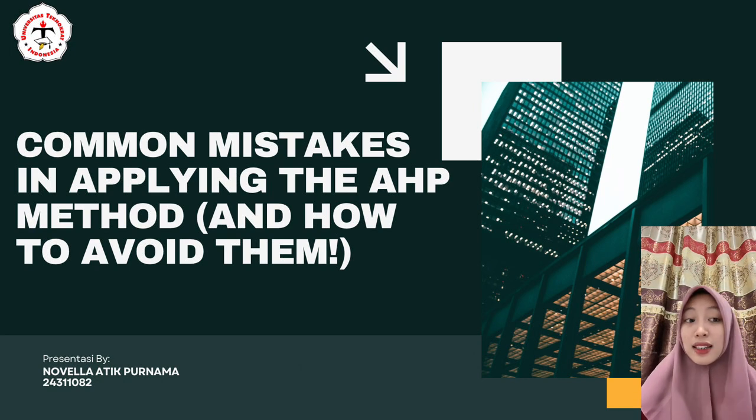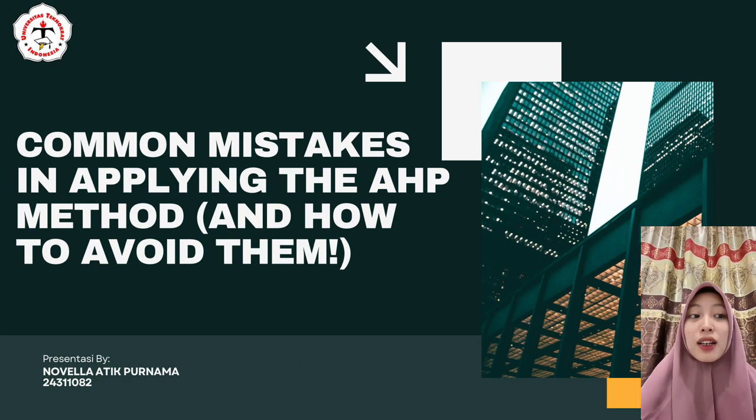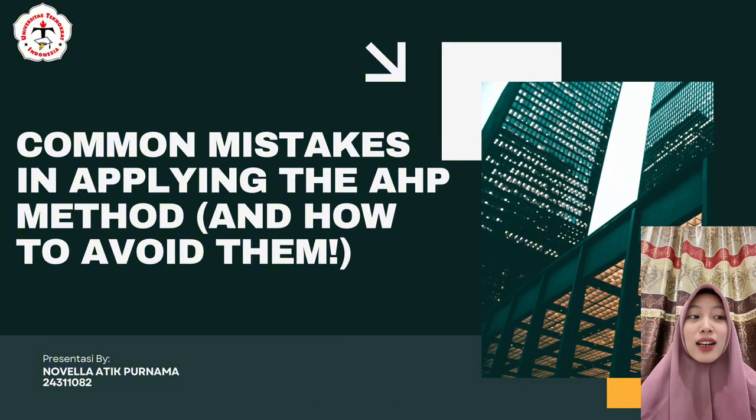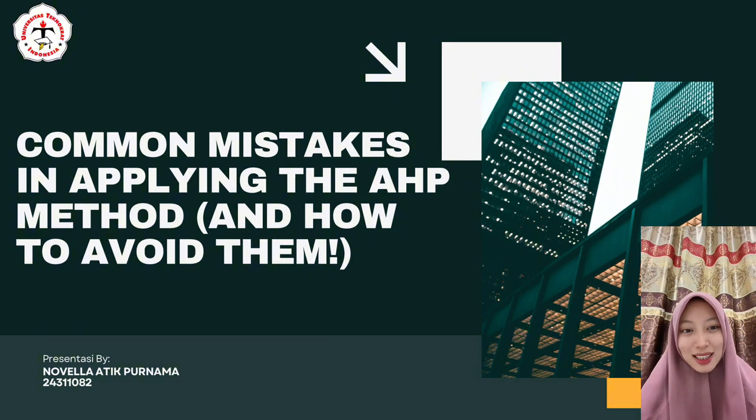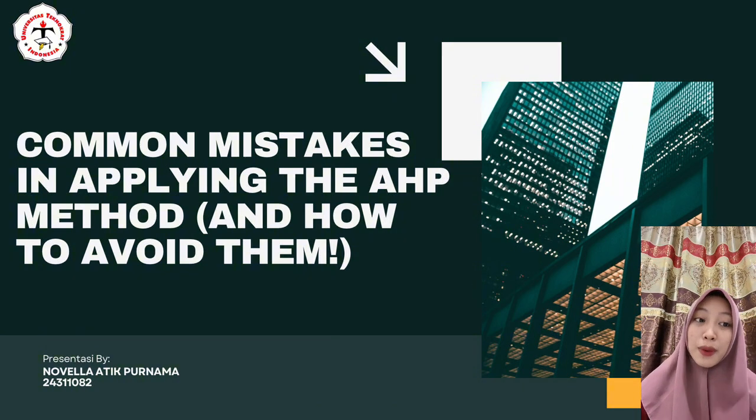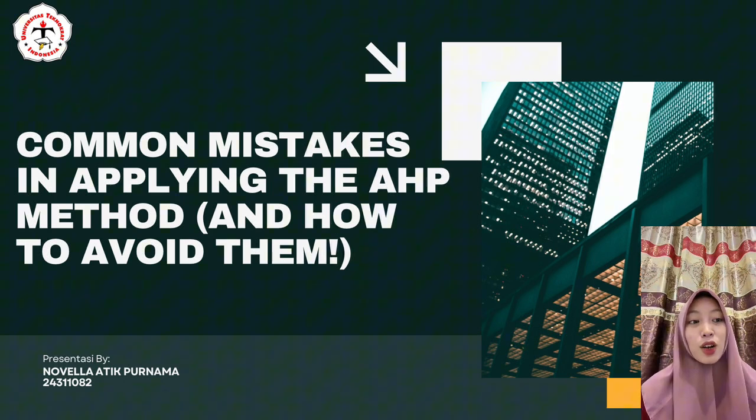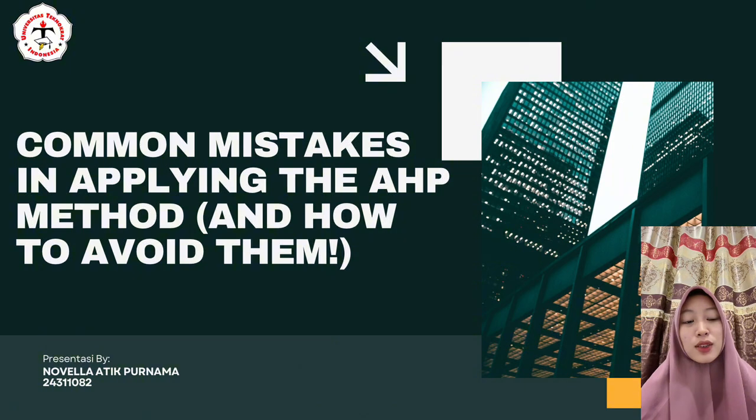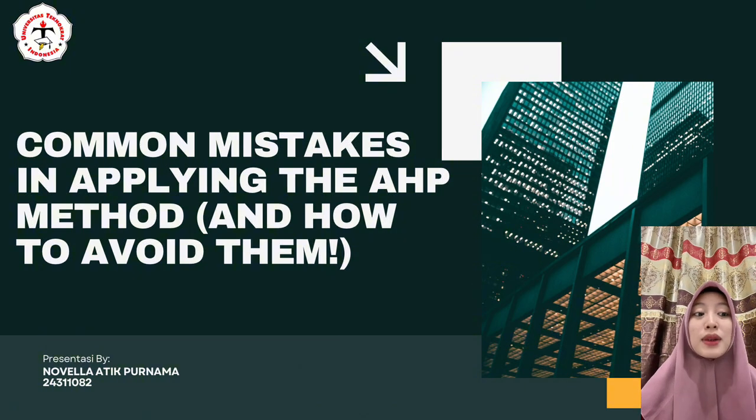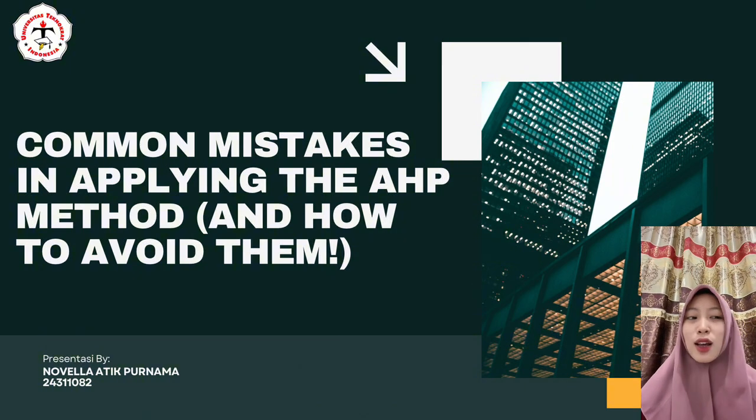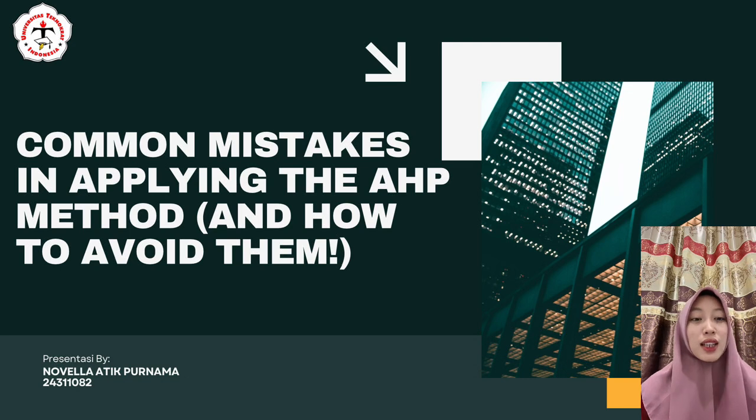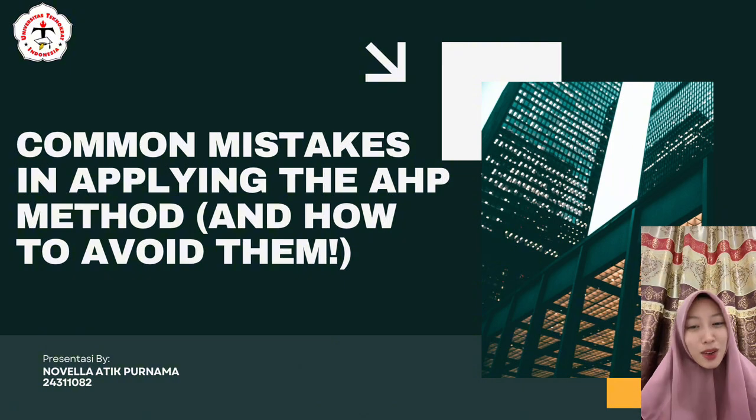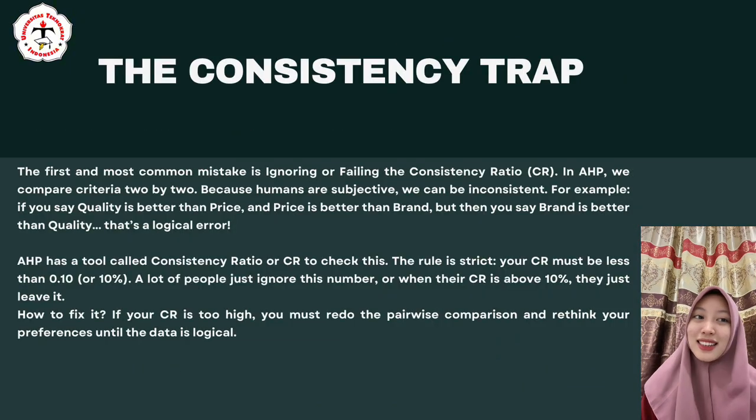If you are studying decision support system, you probably know AHP, or Analytical Hierarchy Process. It is a super powerful method to make complex choices, but guess what? A lot of people, even students and researchers, make big mistakes when using it. Today, we are going to break down the most common mistakes in AHP and how you can avoid them. Let's jump into it. The consistency trap.